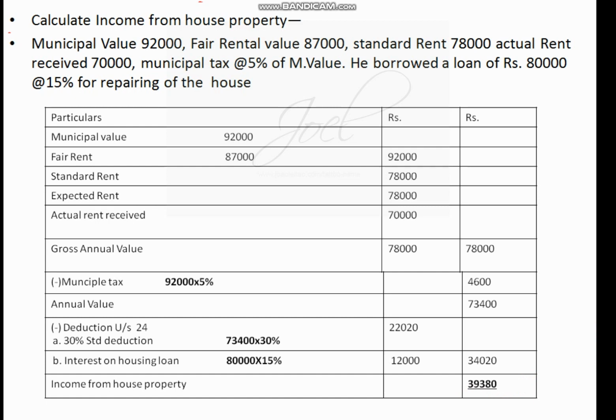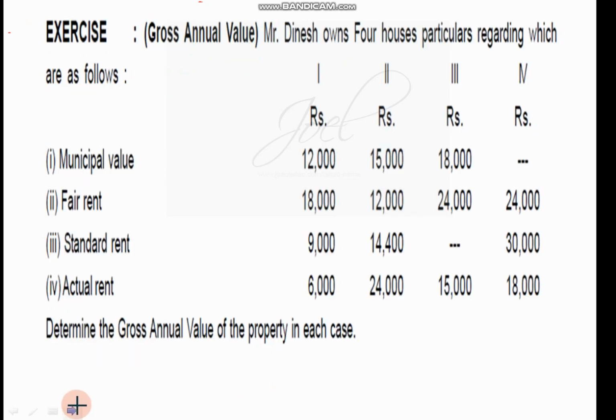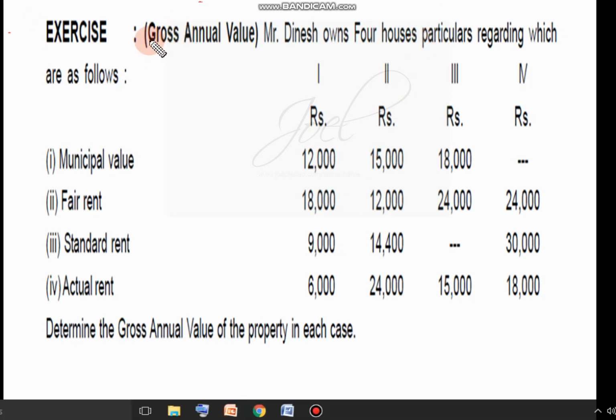It is related to gross annual value. You have to work it out in your book. Yes, this is the problem which is available here. In this one problem, four problems are included. The information is available here. With this information we are supposed to calculate gross annual value. As I told you, what we have to calculate is given here: gross annual value.